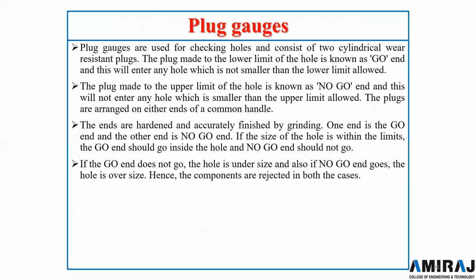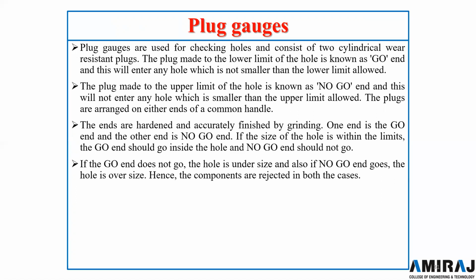Now the first type is the plug gauges. Plug gauges are used for checking the holes and consist of two cylindrical wear resistant plugs. The plug made to the lower limit of the hole is known as go, and this will enter any hole which is not smaller than the lower limit allowed. What is it trying to say?